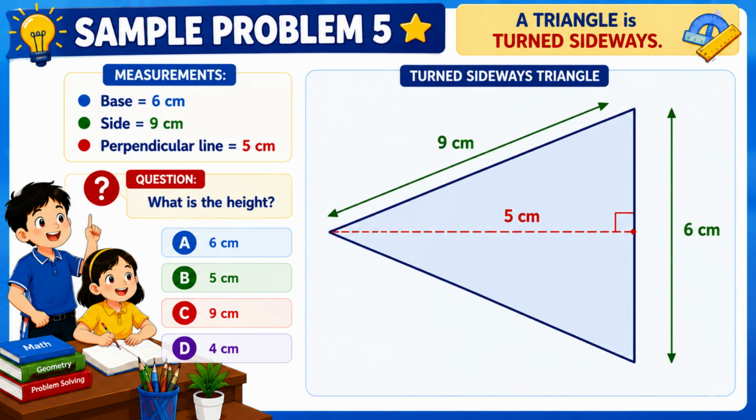A triangle is turned sideways. Measurements: base equals 9 centimeters. Side equals 6 centimeters. Perpendicular line equals 5 centimeters. Question: what is the height?